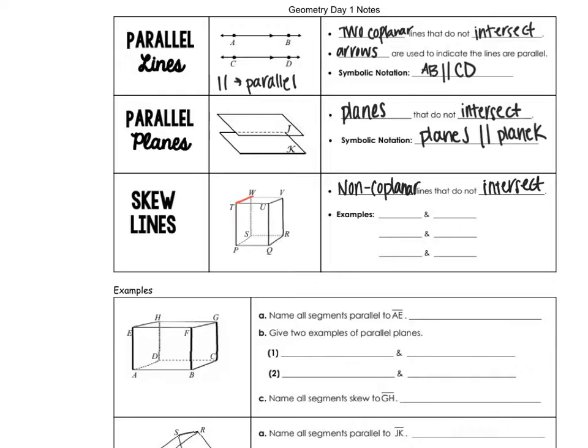let's take WT for example. WT is skew to UQ. So WT and UQ. Alright, the other skew lines we could say, UV is skew to TP. So see how they're on opposite sides. The last one we could say is WS is skew to RQ.